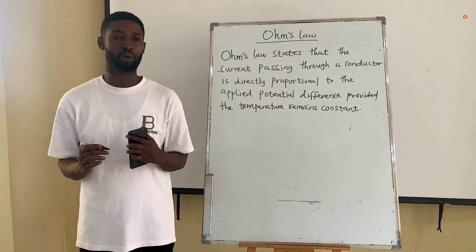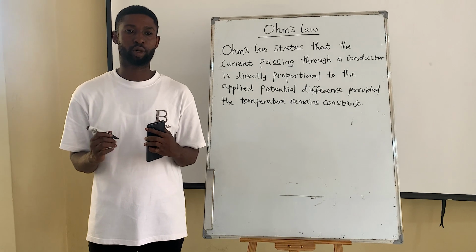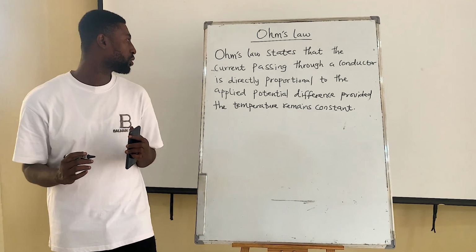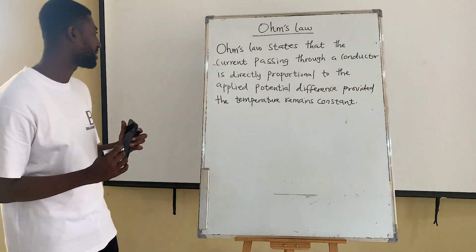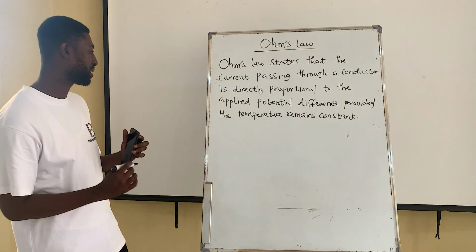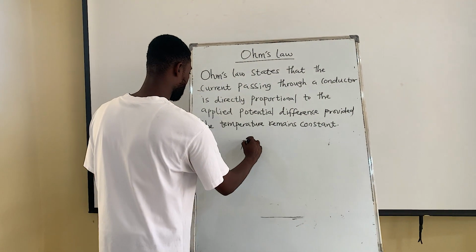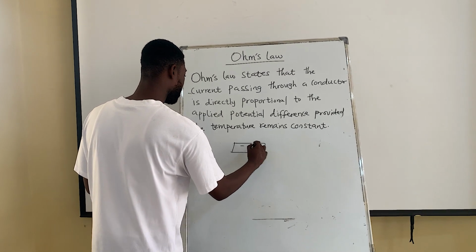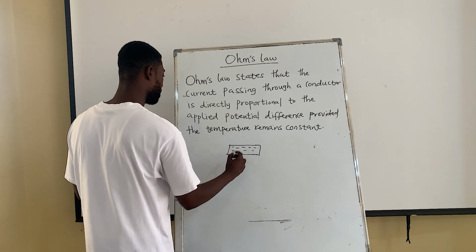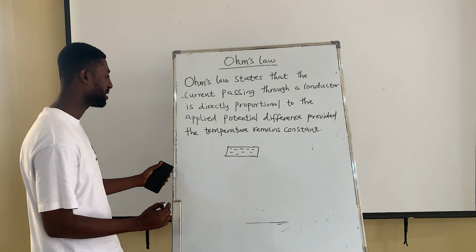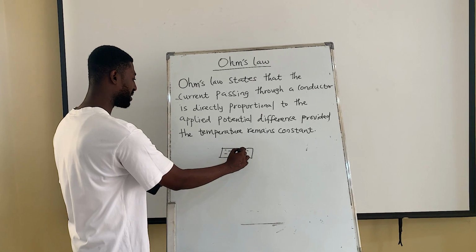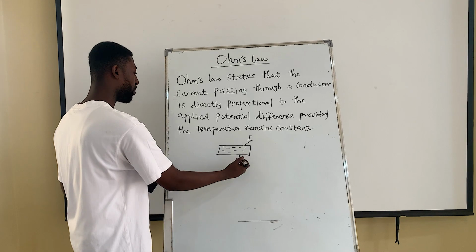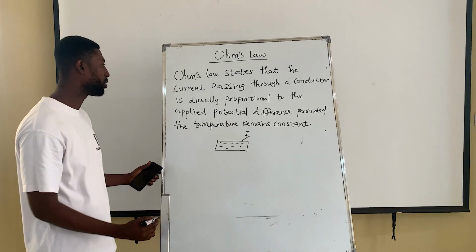Today, we'll be looking at what we call Ohm's Law. When we talk of Ohm's Law, it is applied in circuits. It states that the current passing through a conductor... If you have a conductor, definitely there will be free electrons, and these free electrons carry what we call charge. The rate of flow of electric charge is what we call current, and the current will flow from a higher potential to a lower potential.